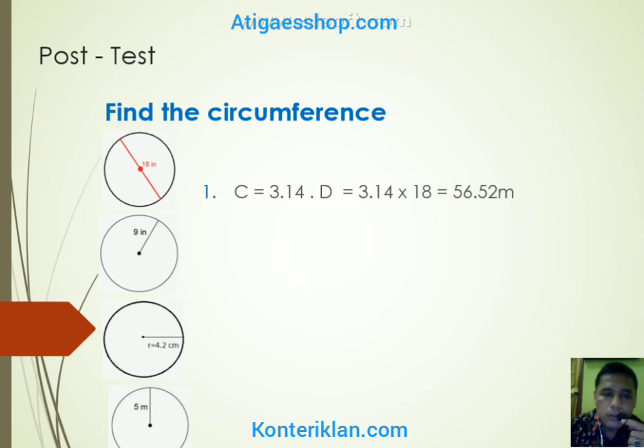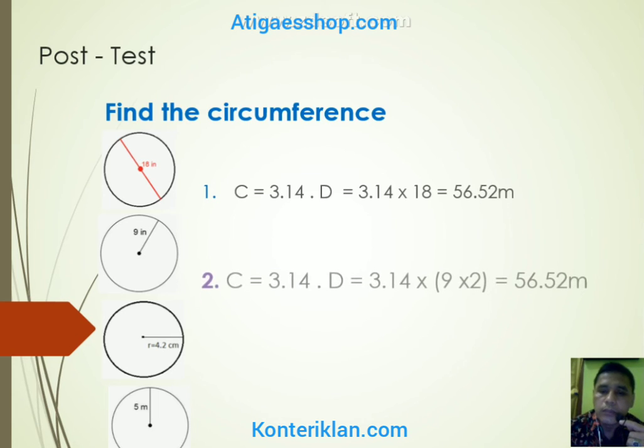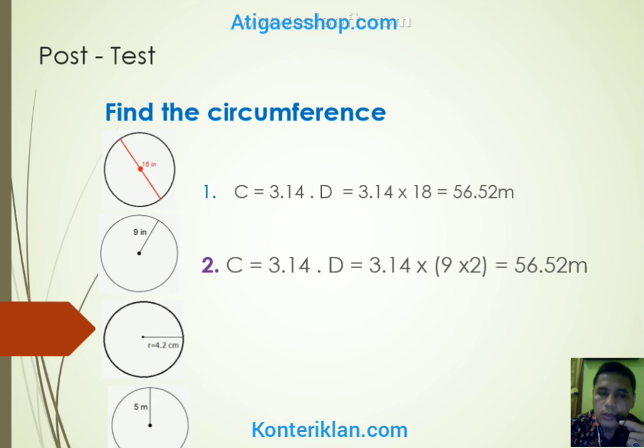Is this diameter or radius? Radius. So what is the diameter? Diameter is 2 times the radius. Since it is 2 times the radius, the diameter for number two is 18, same as number one. So what is the circumference? Same, because the two diameters are the same. So the circumference for number two is still 56.52 meter. I think this is not meter, sorry, typo. It is inch. Yes, for number one it is inch, number two is inch. Okay, thank you for correcting me.